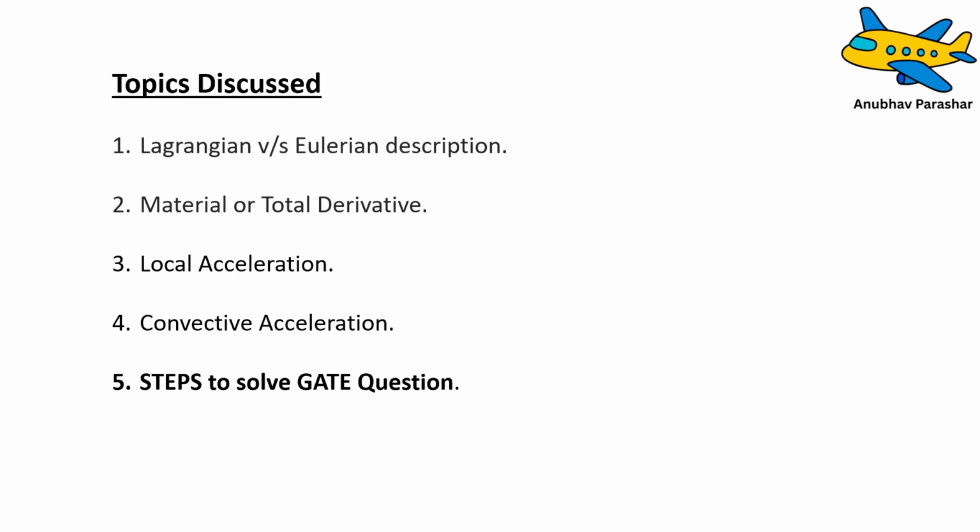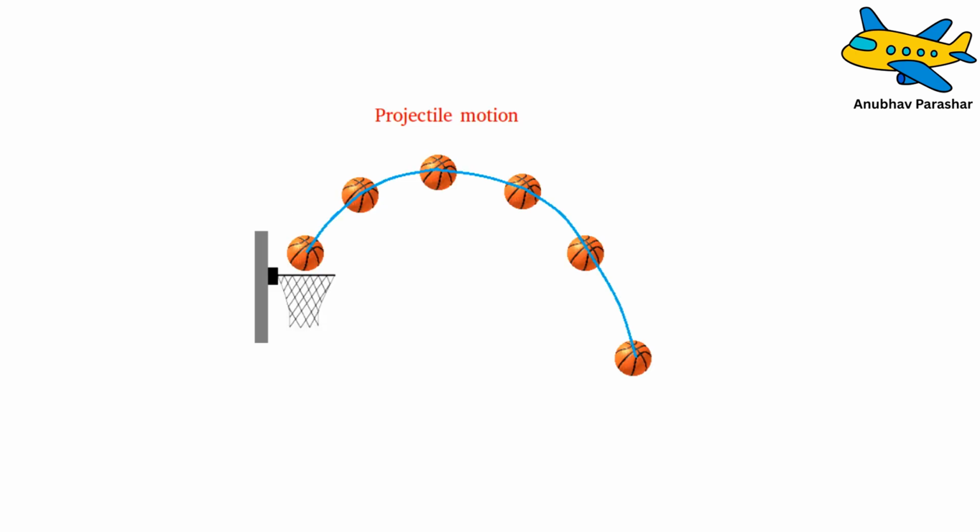So to solve the question that you have seen, first we have to understand what is Lagrangian and Eulerian description. Now, all of you must have studied projectile motion when you were in college, isn't it? When we are studying projectile motion, what are the things that we calculate? What are the things that are of importance to us? It is the initial velocity in both the directions. What is the maximum height the ball reaches? What is the range? What is the time taken for the total flight?